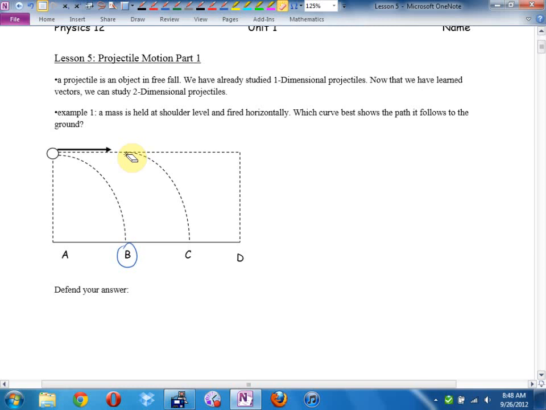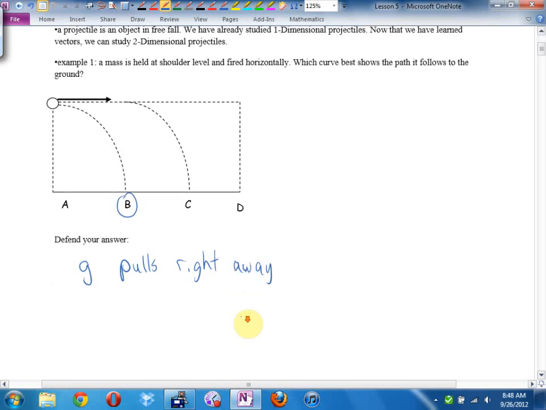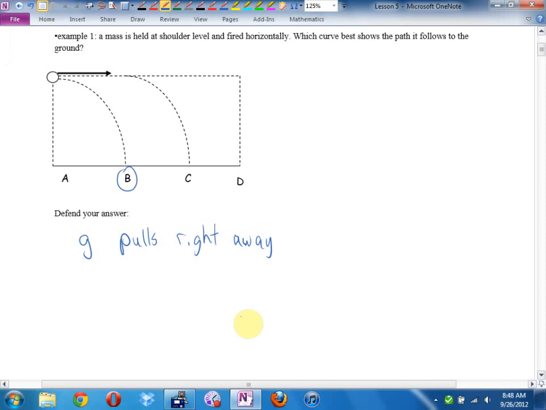So defend your answer. Gravity pulls right away. D, that's Roadrunner physics, right? If you ever watched the old cartoons, they would run off the cliff, keep going straight, then they would realize that they'd run off the cliff, look down, and then he would fall. Yeah, it's Roadrunner physics. A, that's if you're dropping something, but not if it has any kind of horizontal velocity.